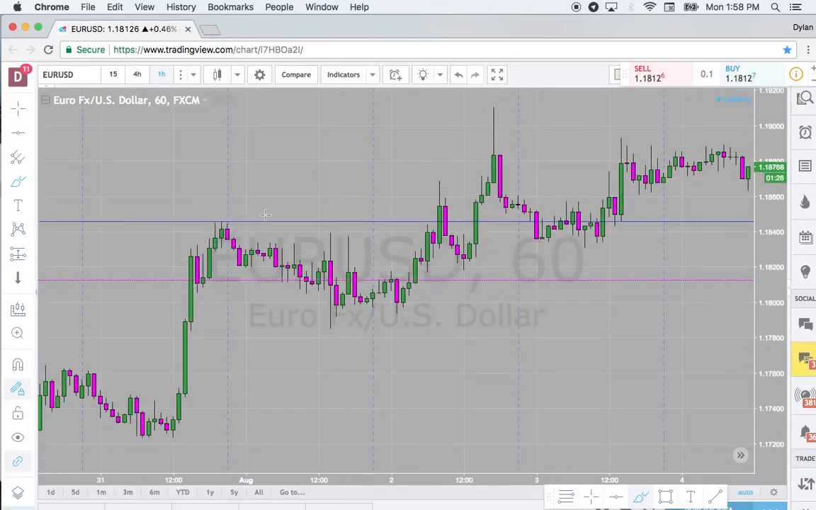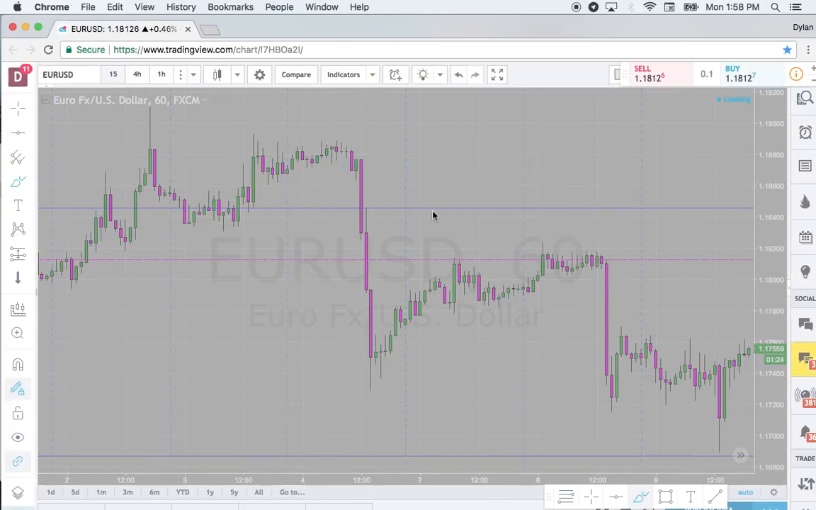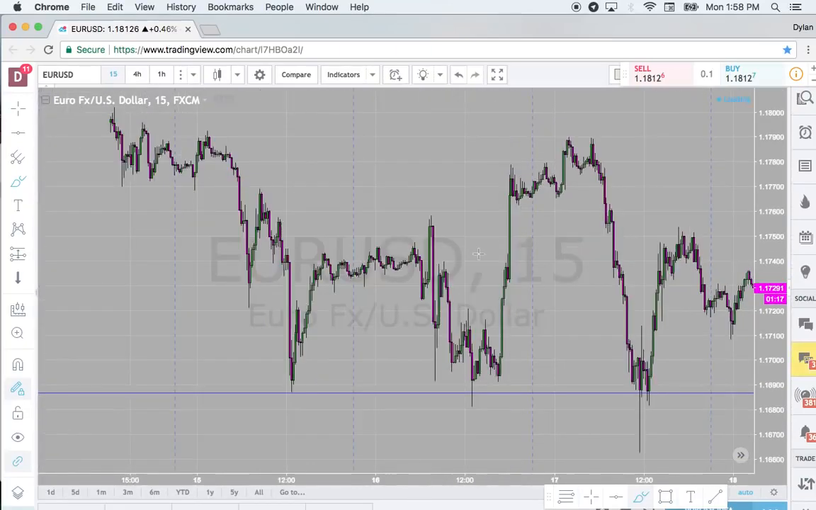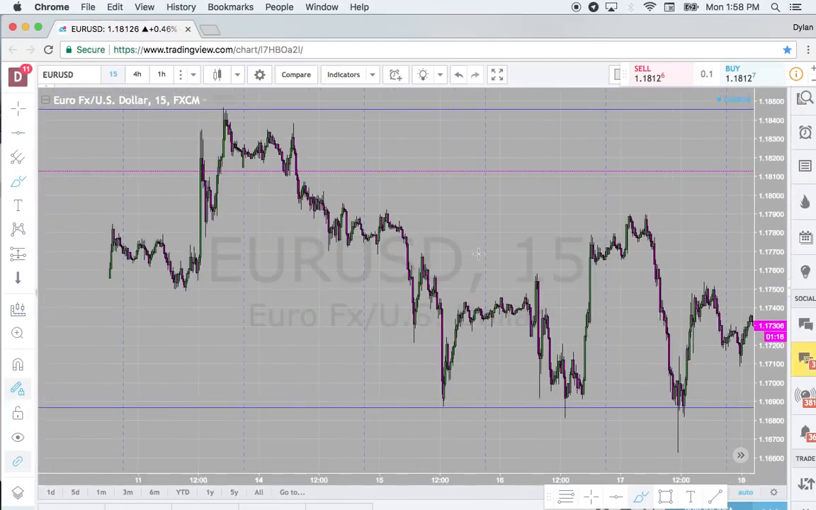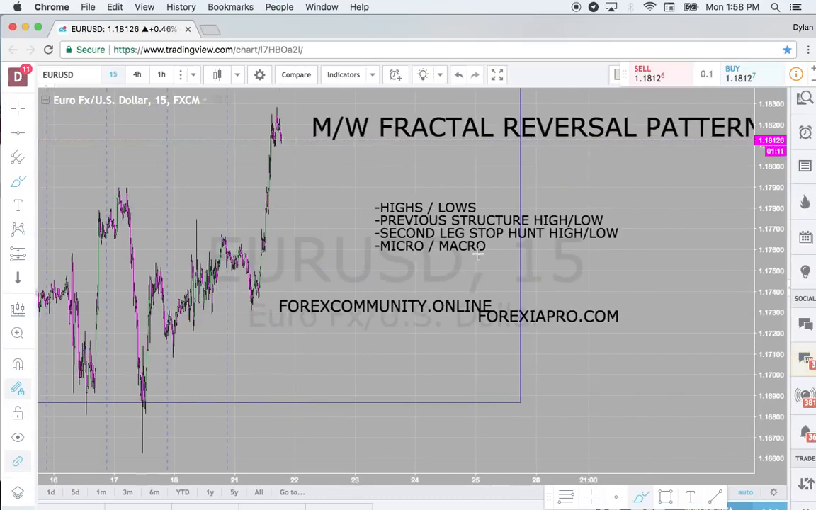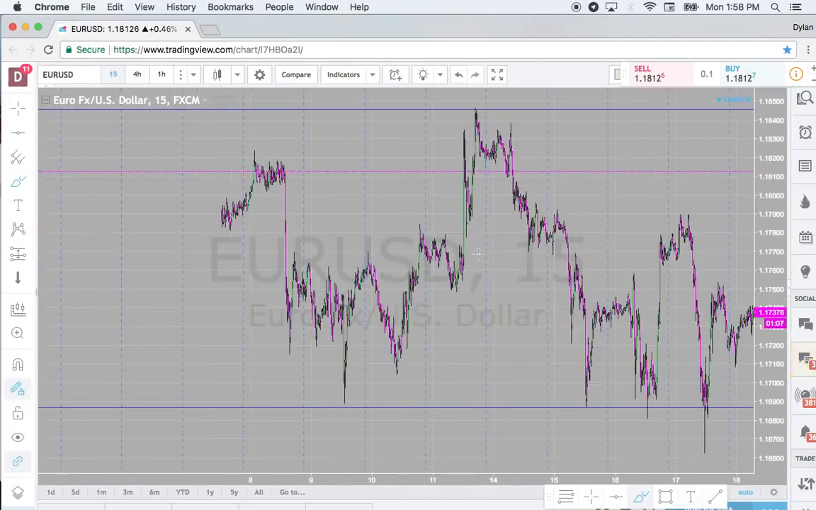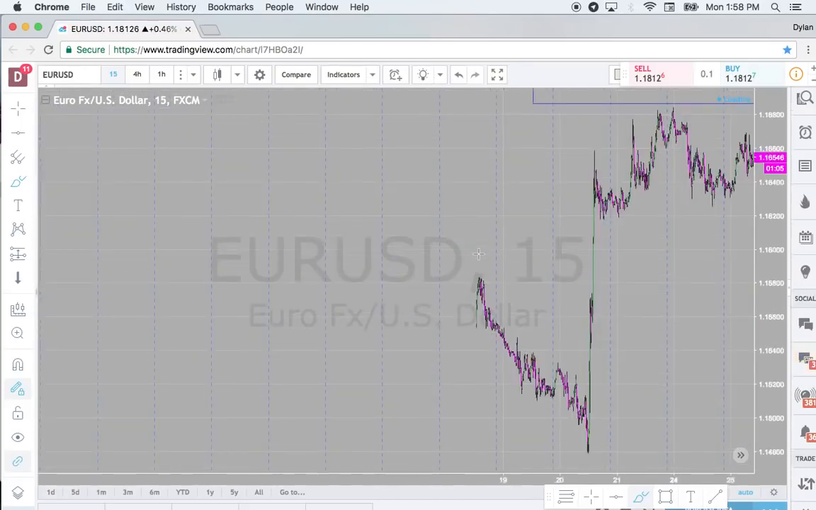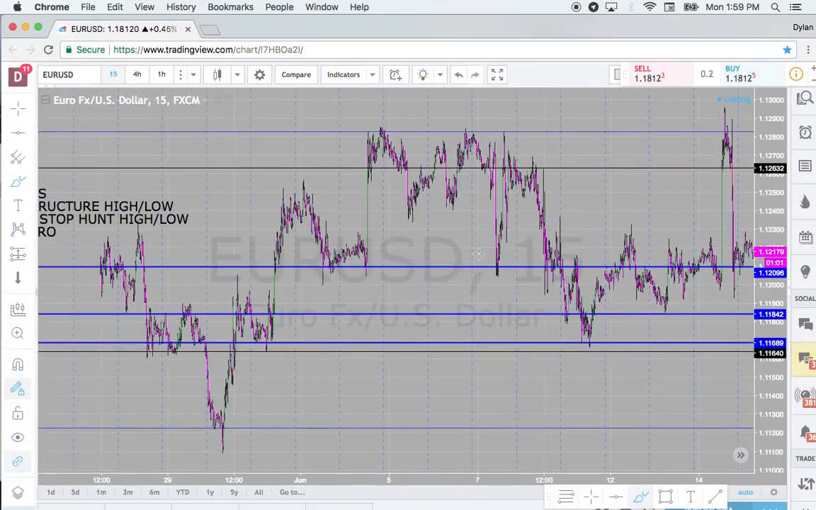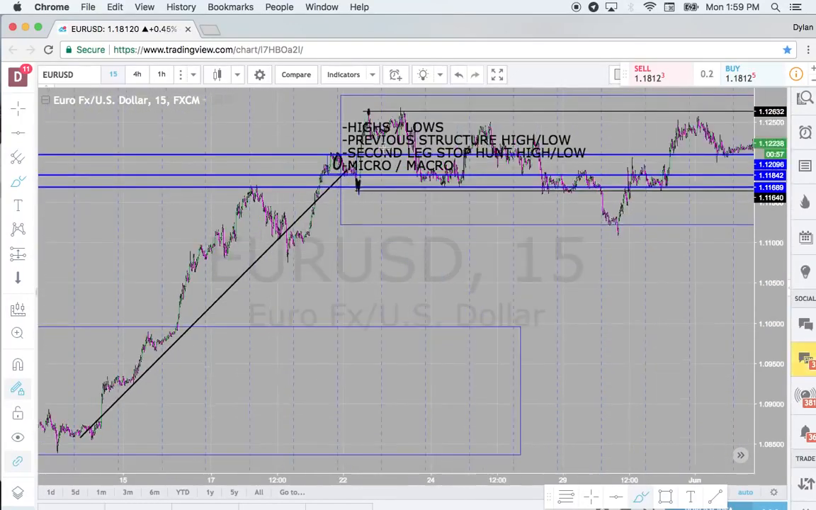whoops, I lost my chart now. I lost where I was. Alright, let's go back. Alright, you can see that 7 green bars on the 15-minute chart.